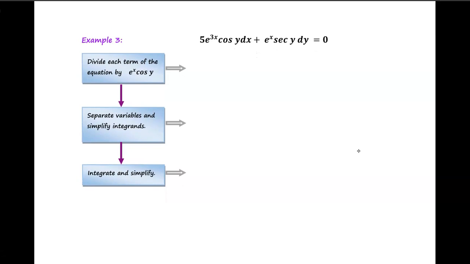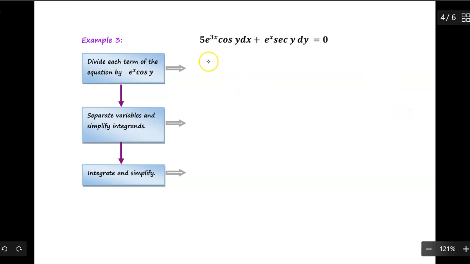This one is a bit complicated. You may have to use a few logical steps in order to separate your variables. So what you need to do is, you see right here you have 5e raised to exponent 3x, and then you have dx already. So that means you want to get rid of cos of y. So you may want to divide the whole thing by cos of y. So I will do that first.